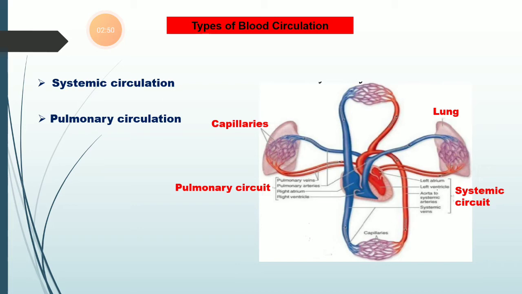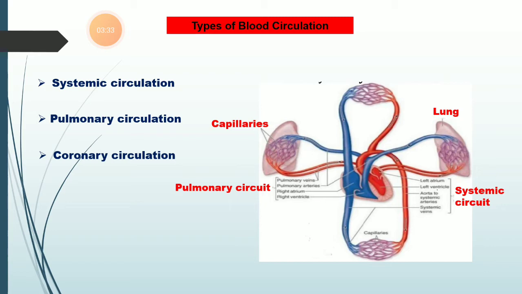Pulmonary circulation. The path of pulmonary circulation starts in the right ventricle. Pulmonary artery arises from the right ventricle and reaches the lungs with deoxygenated blood for purification. Pulmonary veins collect oxygenated blood from the lungs to the heart in the left atrium. Pulmonary circulation means supplying deoxygenated blood to the lungs and receiving oxygenated blood from the lungs to the heart.